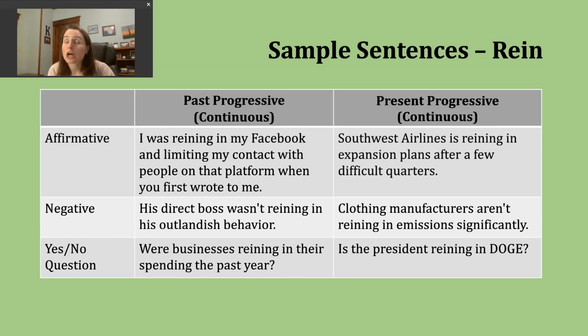Now, let's talk about making negative present progressive sentences. To do this, again, we pay attention to our subject. We'll use the form of be that matches, so am, are, or is, then not, and then the ing form of the verb. Here's an example of this. Clothing manufacturers aren't reining in emissions significantly.